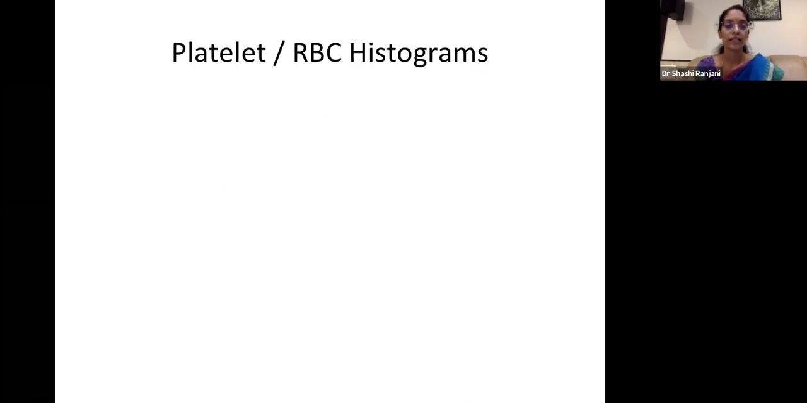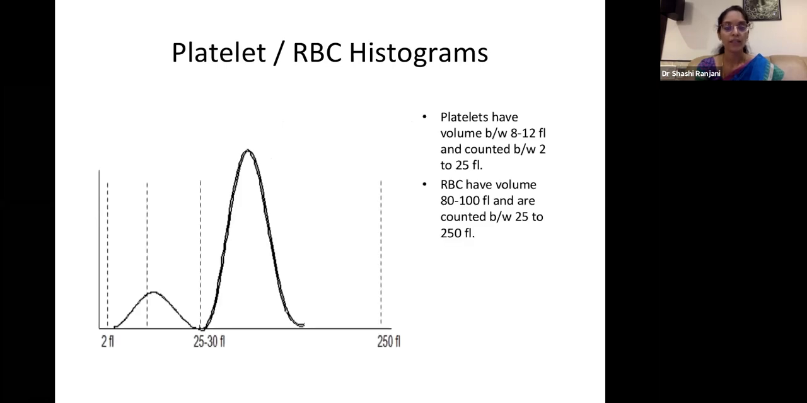So we'll come to the platelet or the RBC histogram. You can see this is the platelet. Of course, the platelets are smaller in size, and that's why they come here. And then we have the RBC histogram. The RBC histogram actually peaks at around 80 to 100, which is the mean size of the RBCs.